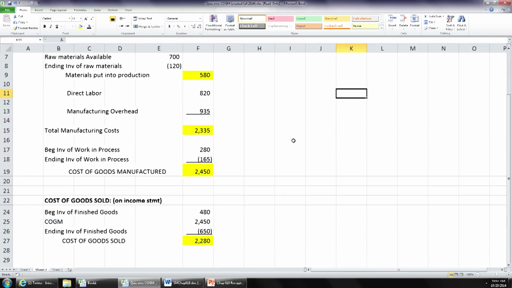Then you figure out cost of goods sold, right? Cost of goods sold is the beginning inventory of finished goods, plus the COGM that we calculated above, minus the ending inventory of finished goods, and that gives us cost of goods sold. Is that correct? So those are the first 4 answers. Are you with me? Anybody get all 4 of those right? That was really close, just a few numbers off.